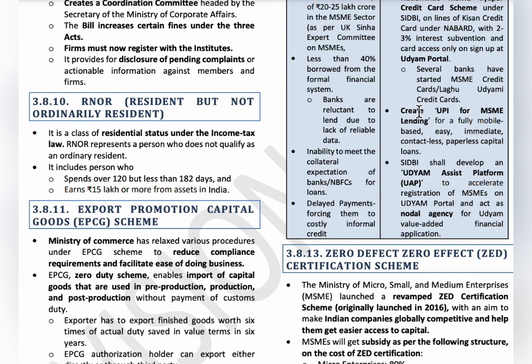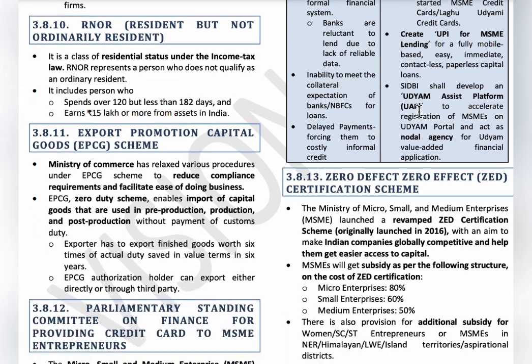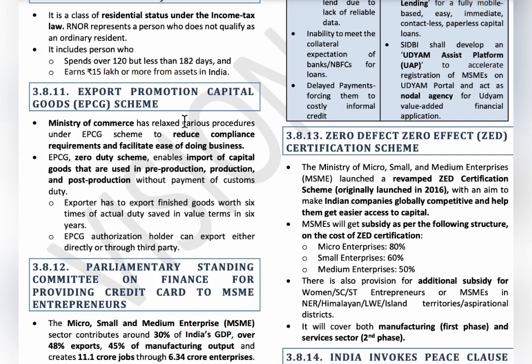The next topic is RNOR, that is resident but not ordinarily resident. So it is a type of residential status made under the income tax law. If a person spends 120 days and earns 15 lakhs or more from India, then he is classified as resident but not ordinarily resident status. The next topic is Export Promotion Capital Goods Scheme. So this scheme was launched to promote exports with zero duty. It is launched under the Ministry of Commerce.